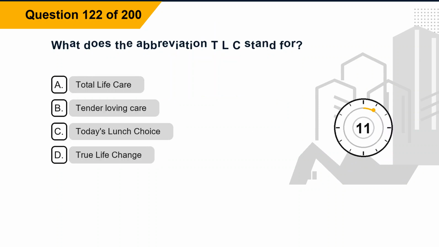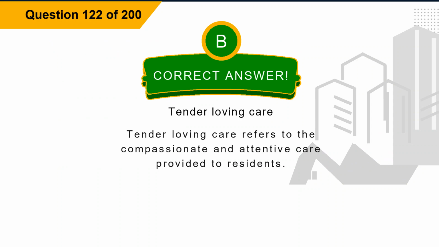Question 122. What does the abbreviation TLC stand for? Option A, total life care. Option B, tender loving care. Option C, today's lunch choice. Option D, true life change. The correct answer is option B, tender loving care. Explanation. Tender loving care refers to the compassionate and attentive care provided to residents.